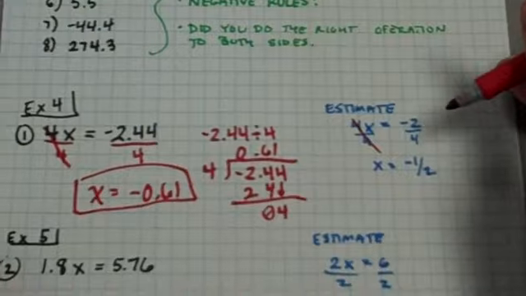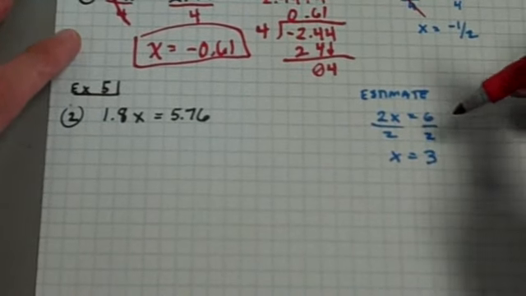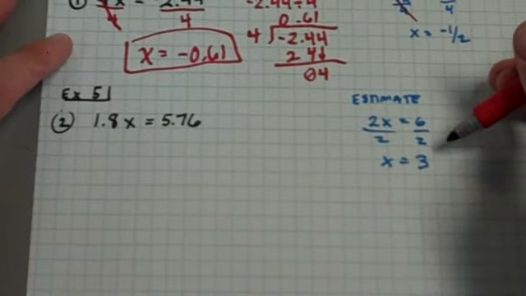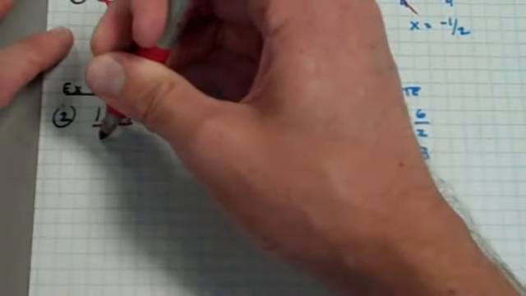All right, now for example 5, 1.8x equals 5.76. I did my estimate over here. You could see that I estimate 3. Let's see if I'm close. Dividing both sides by 1.8.